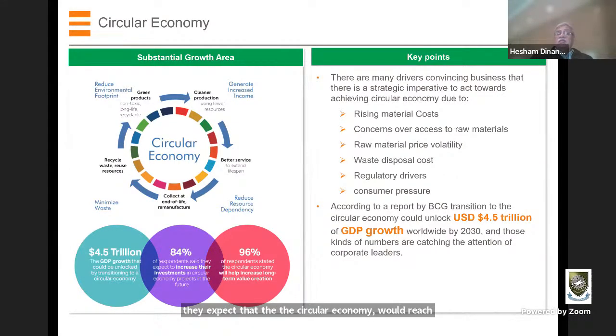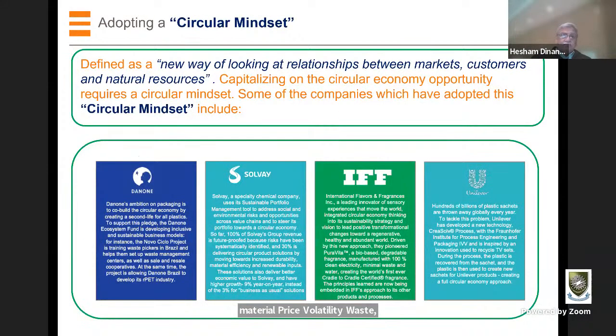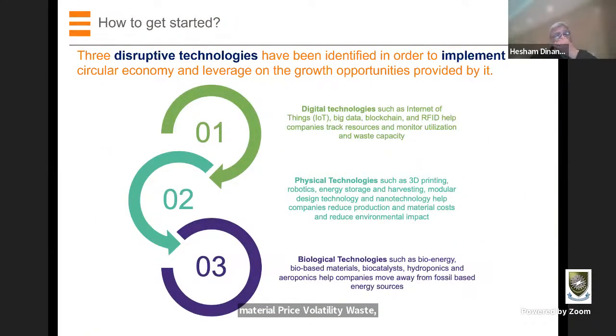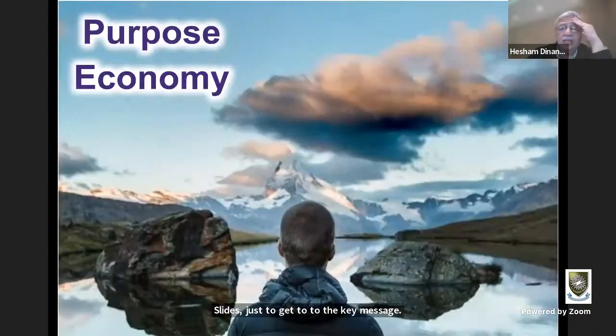And hence, starting from material costs that continue to increase, that get people to think more about reuse of material, the raw material price volatility, waste, disruption, supply chains, all of these things make the circular economy more attractive for companies. To summarize, I might be skipping some slides just to get to the key message I want to deliver and to catch up on the delay.